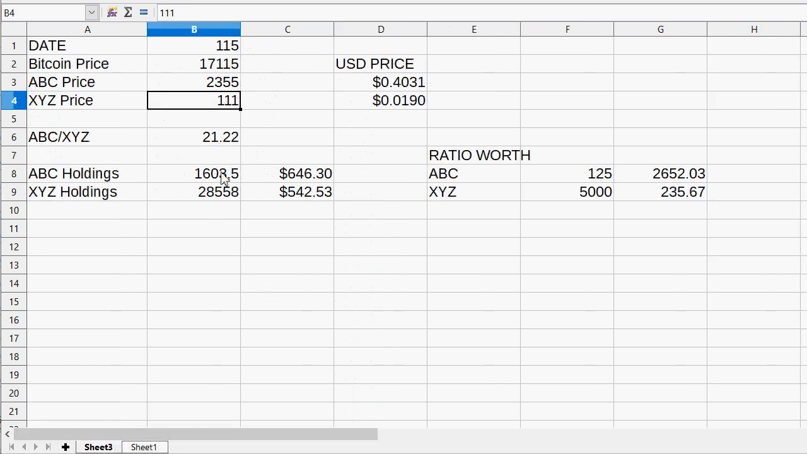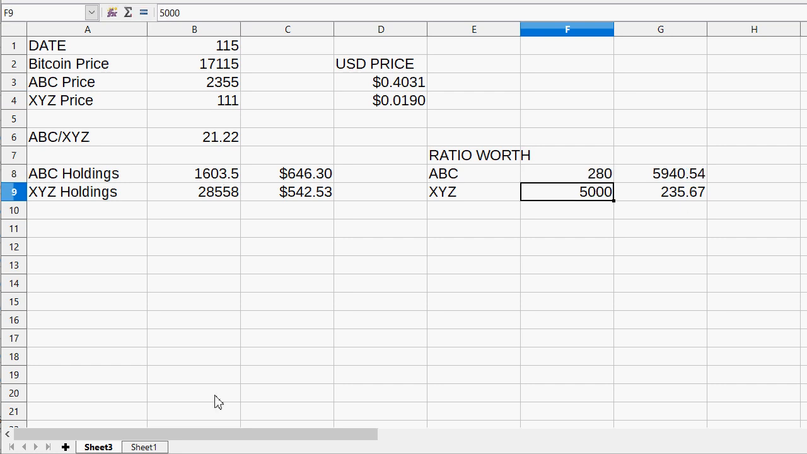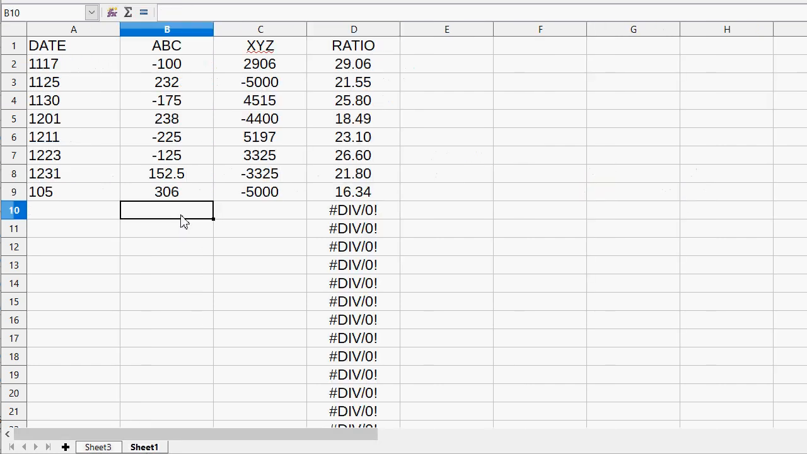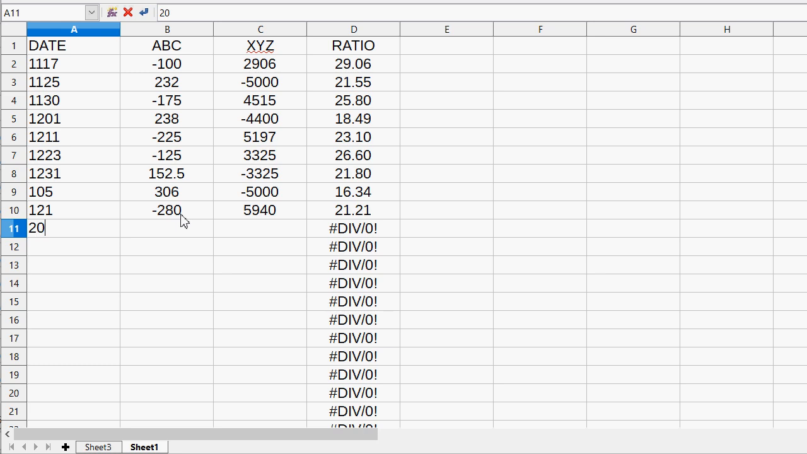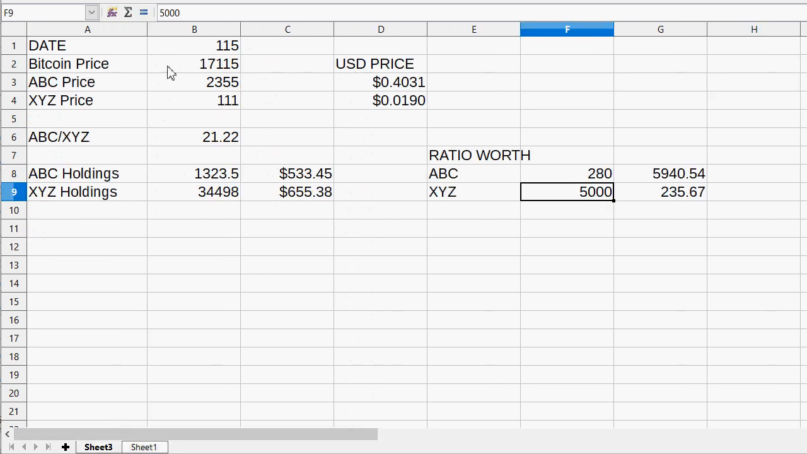I could maybe sell like 280 of these. Maybe you want to do that, and you'd get 5940. And I don't remember what the date was. We'll just put whatever and make the next date 201. So assume February 1st comes in.